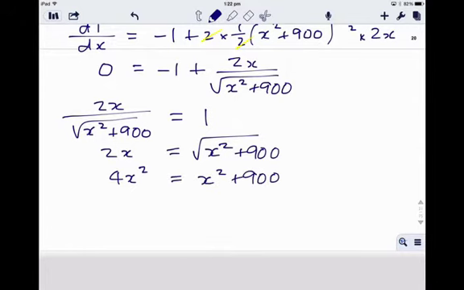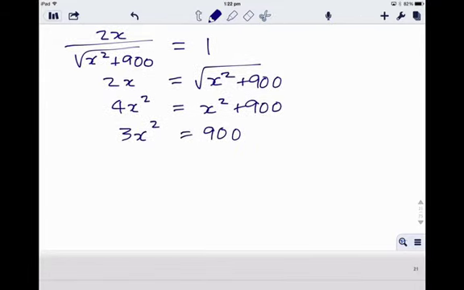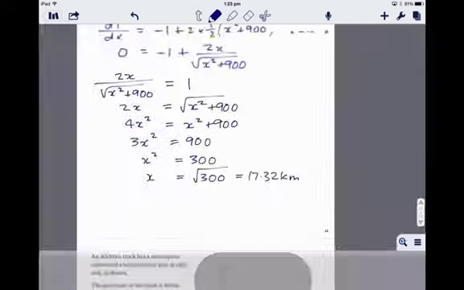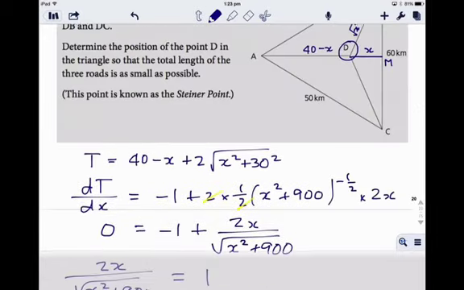This is working out quite neat. 3x squared is 900. X squared must be 900 divided by 3. So x must be the square root of 300. Don't need to consider negative the square root of 300. That just wouldn't make sense at all in this context of this problem. So the square root of 300, just to give us an idea of what that is, is about 17.32. In this case, it's kilometers. Okay. So that's where we'd put x.